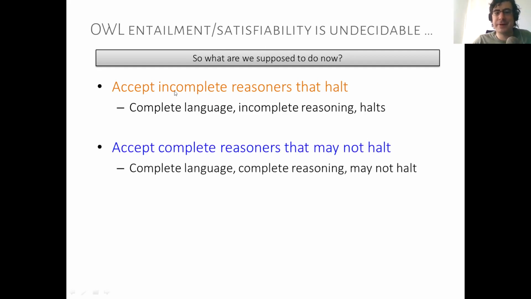This is sort of like a best effort. Let's get as many entailments as we can. Let's accept everything and get as many entailments as we can.